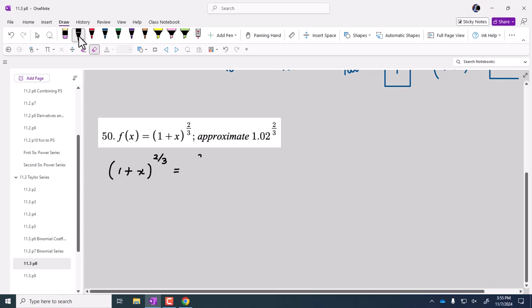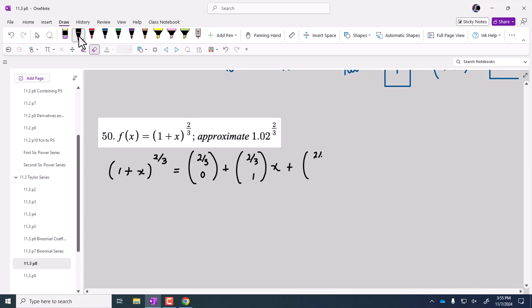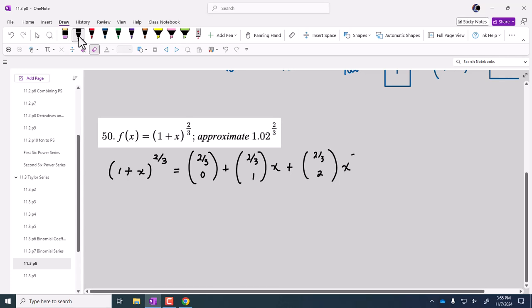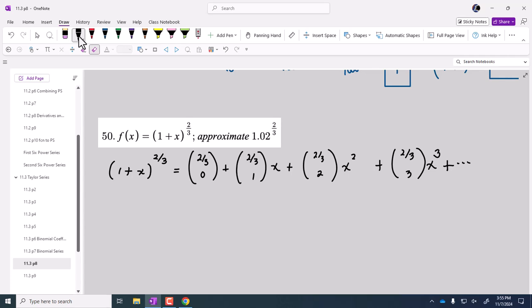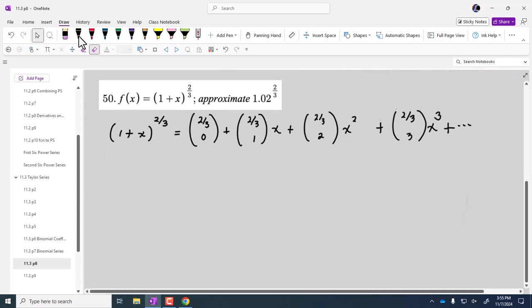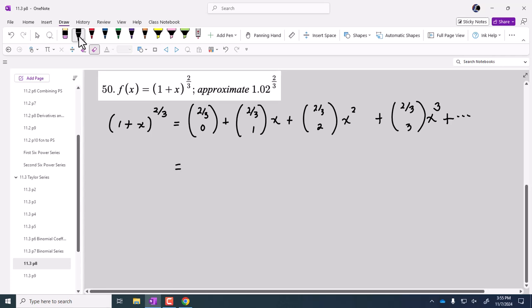So this is going to be 2/3 choose 0, plus 2/3 choose 1 times x, plus 2/3 choose 2 times x squared, plus one more, 2/3 choose 3 times x cubed, plus etc. So there is our binomial series, and then we just have to figure out those coefficients. We're going to choose 0 things. There's only one way to choose 0 things.